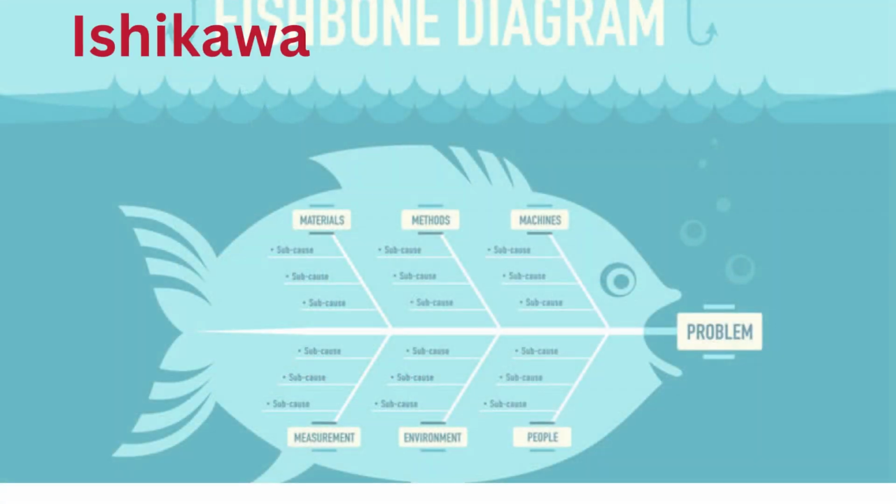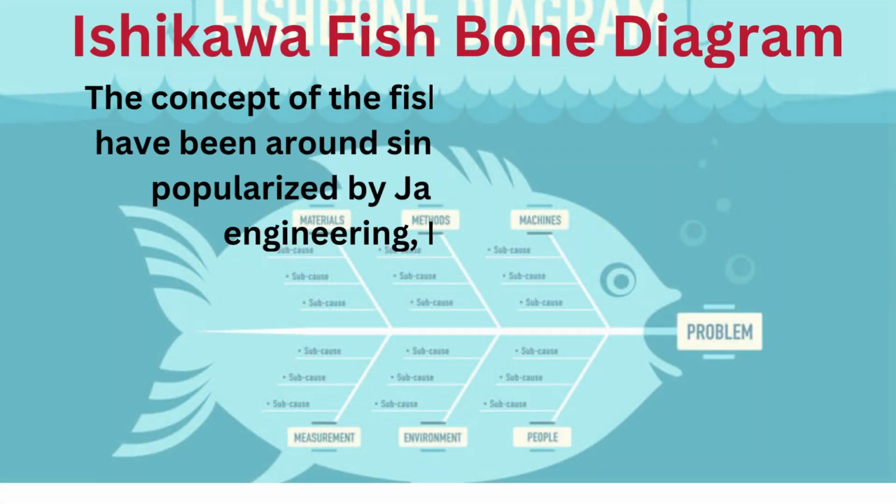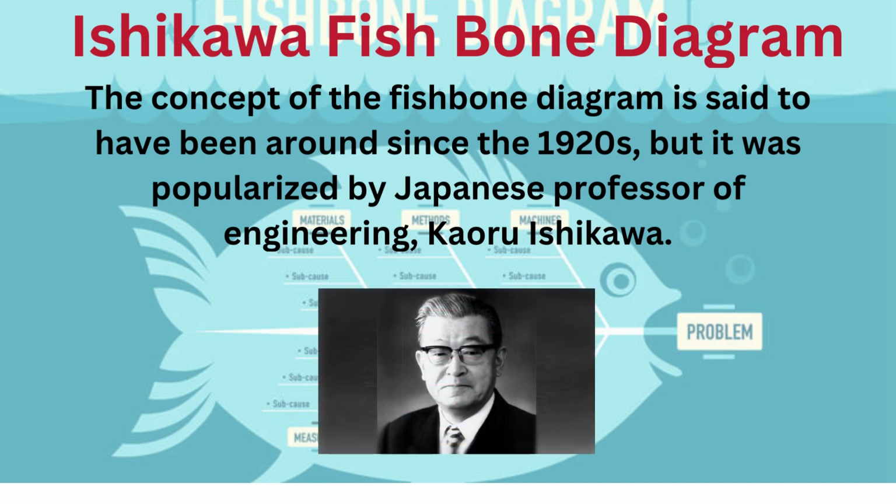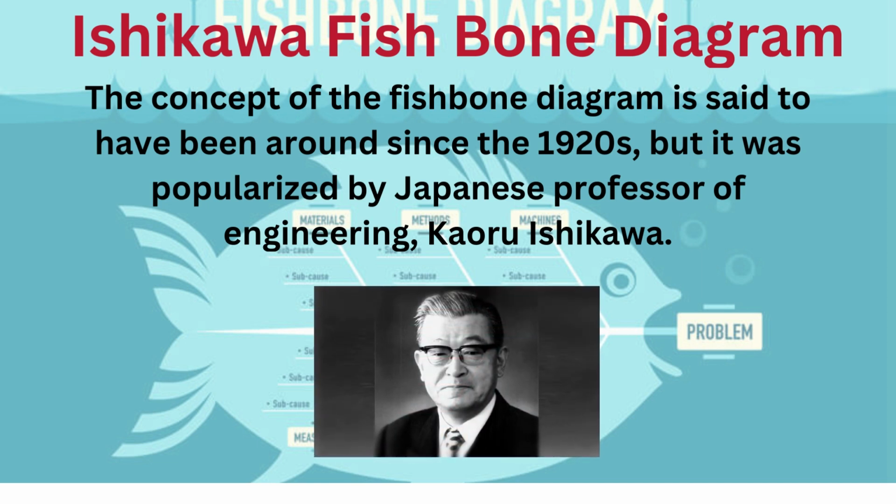Next is the Ishikawa fishbone diagram. The concept of the fishbone diagram is said to have been around since the 1920s, but it was popularized by Japanese professor of engineering, Kaoru Ishikawa, who, most notably, put into place the quality management processes for the Kawasaki shipyards.